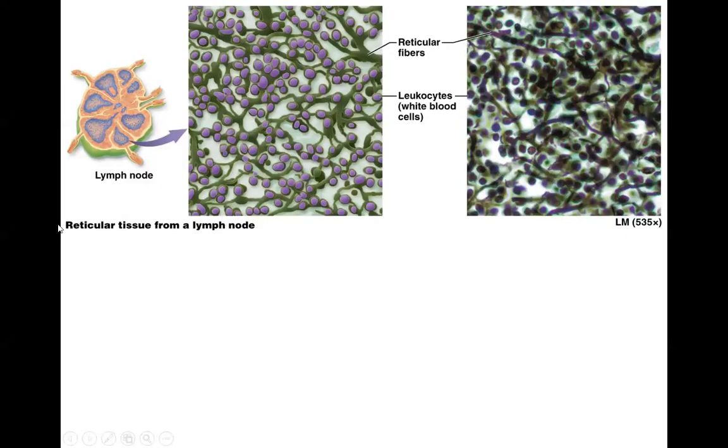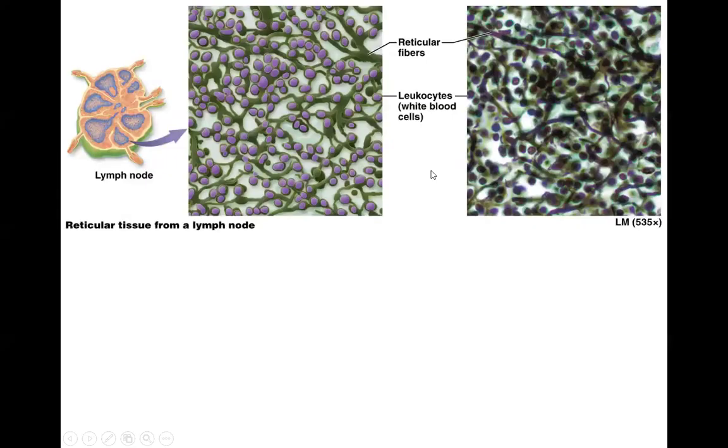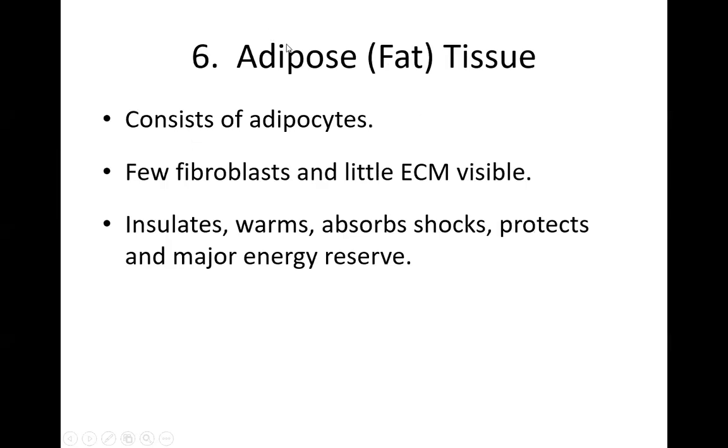Okay, so that shows you your reticular tissue from the lymph node, from the spleen. So that tissue, we find it supporting the blood and the lymphatic vessels, as in the spleen, as in the lymph node. It traps old and foreign cells in the lymph nodes and the spleen, and they form the basement membrane of the epithelia, the liver, and the bone marrow. So the reticular tissue from a lymph node. That is the reticular tissue of the lymph node.